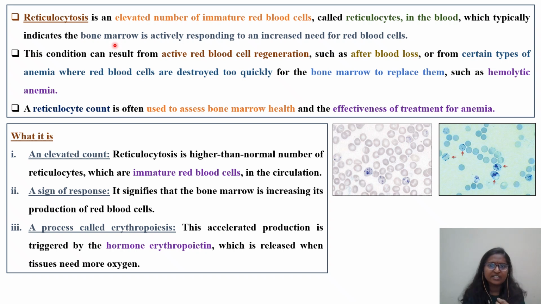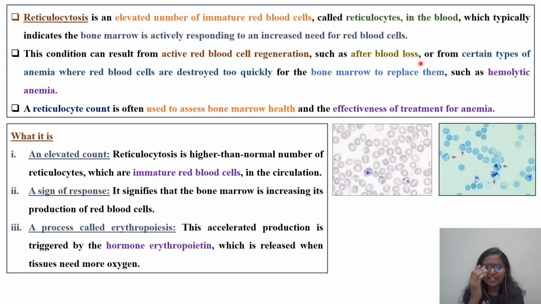So whenever there is an increase in reticulocytes, it indicates that the bone marrow is actively responding to an increased need for RBCs in our body. This condition can result from active red blood cell regeneration, such as after blood loss.